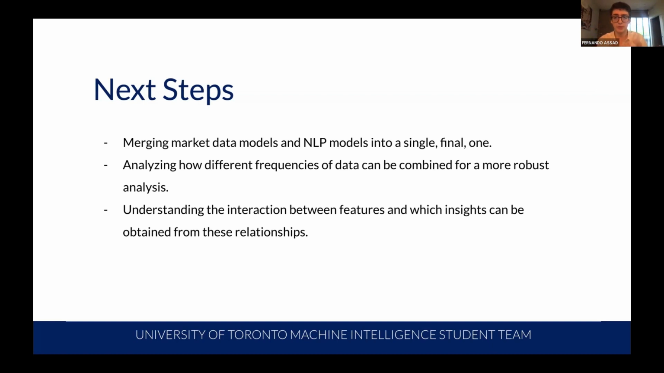But we believe that we can achieve an even better model that might get the best of both. It's also, as I said, hard to analyze the different frequencies. And finally, one next step they want to do is understanding the relationships between features to actually get insights about how different features influence the model. Right now, we get very good models, but we still cannot explain which features are causing our results to be great. And that's something that we want to explore in the future.